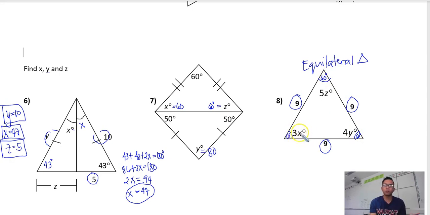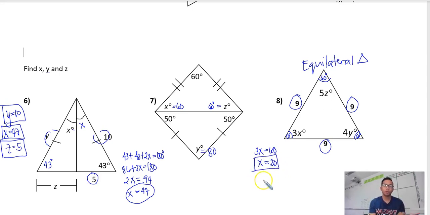But how are we going to find the values of x, y, and z? So for x, we have 3x is equal to 60. Divide both sides by 3. Therefore, that will give us 20. So the value of x is equal to 20.